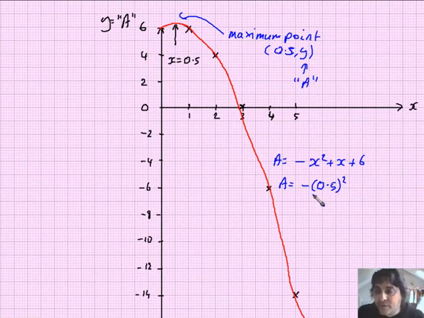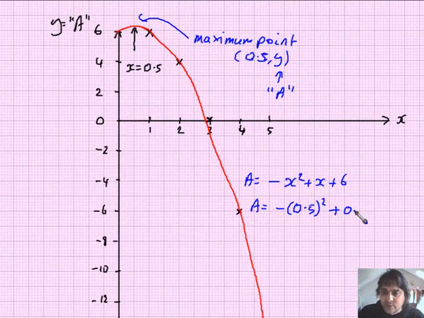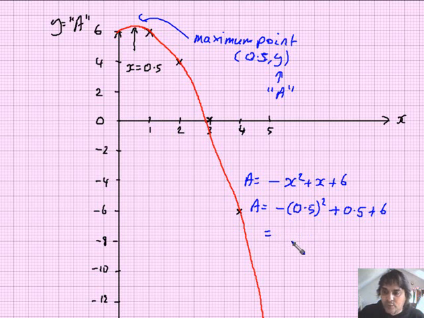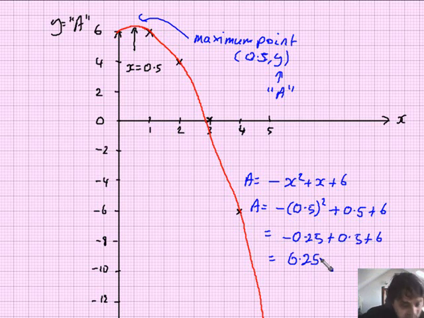So 0.5 squared, but it's negative, then add on 0.5, then add on 6. So 0.5 squared is going to be 0.25, so it's minus 0.25 plus 0.5 plus 6. Well, that makes 6.5, take away 0.25, 6.25. Do we have any units in the question? Yeah, meters squared. I'm going to pause that and I'll get back to you.